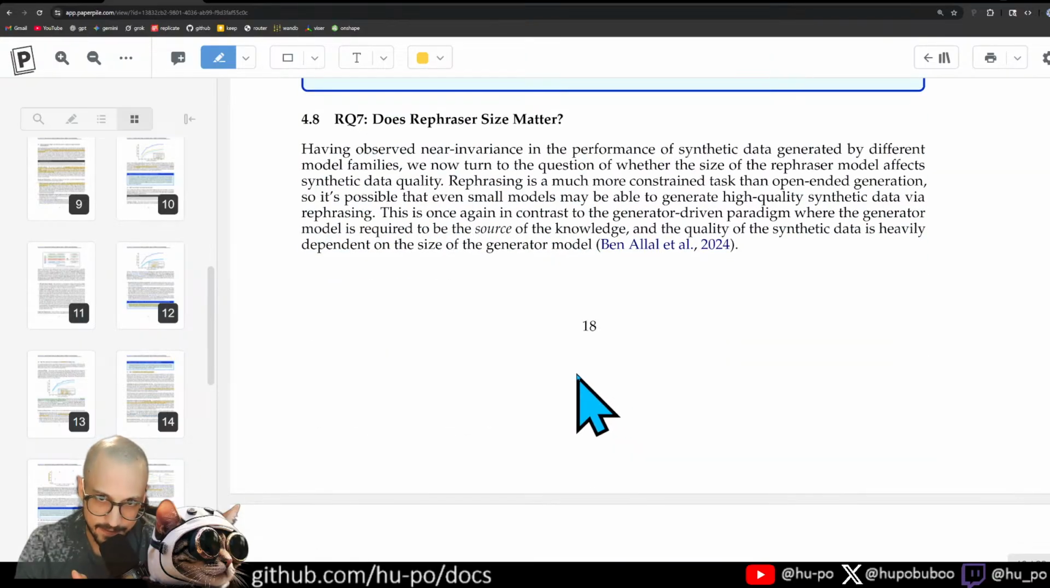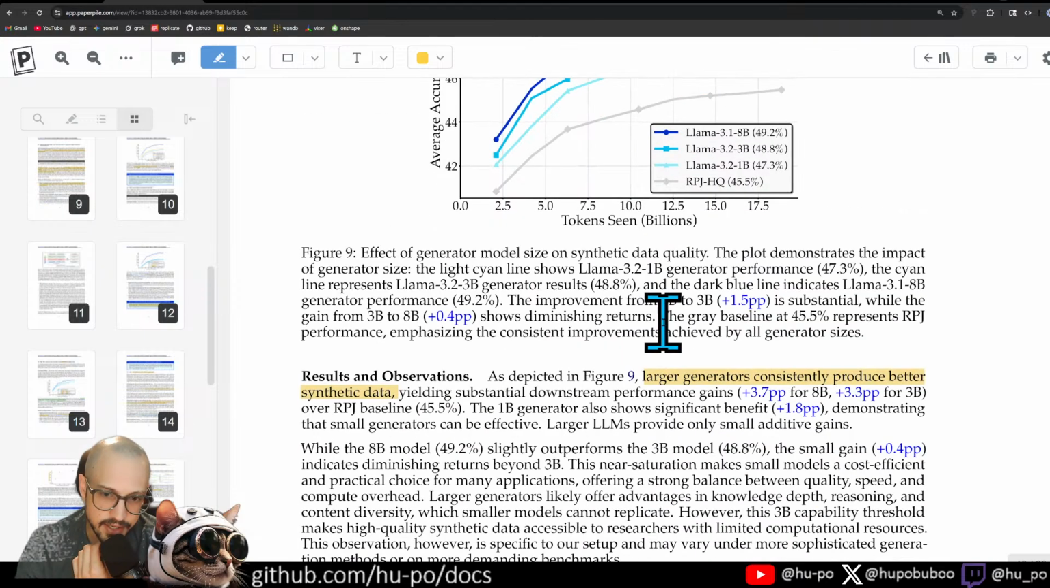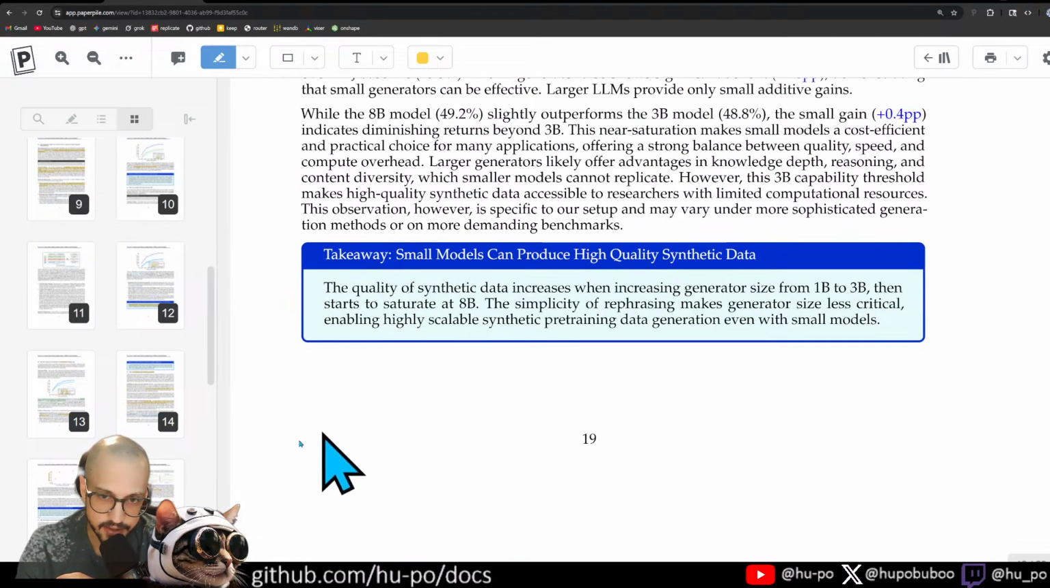And this is the same thing with the size. So they try a couple different sizes of rephrasers. So Llama 1B, 3B, 8B. Here you go, here's the exact kind of plot that I'm saying. So there is a little bit of that relationship there, right? Larger generators consistently produce better synthetic data.